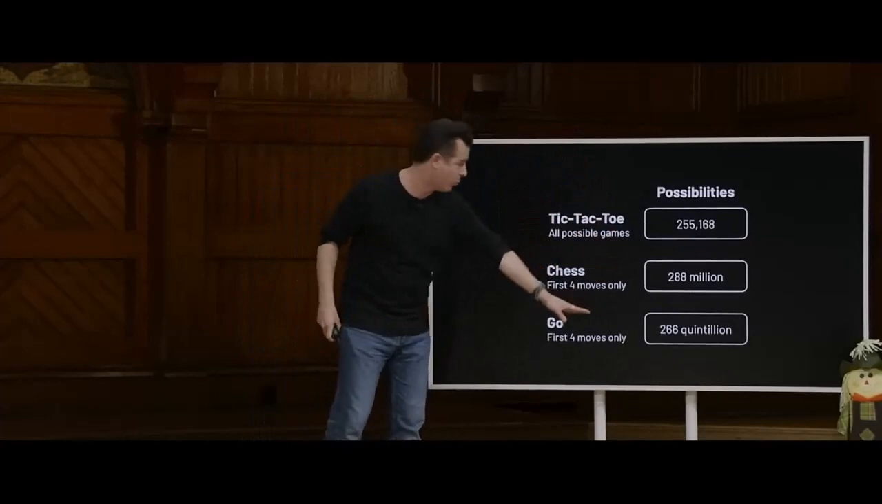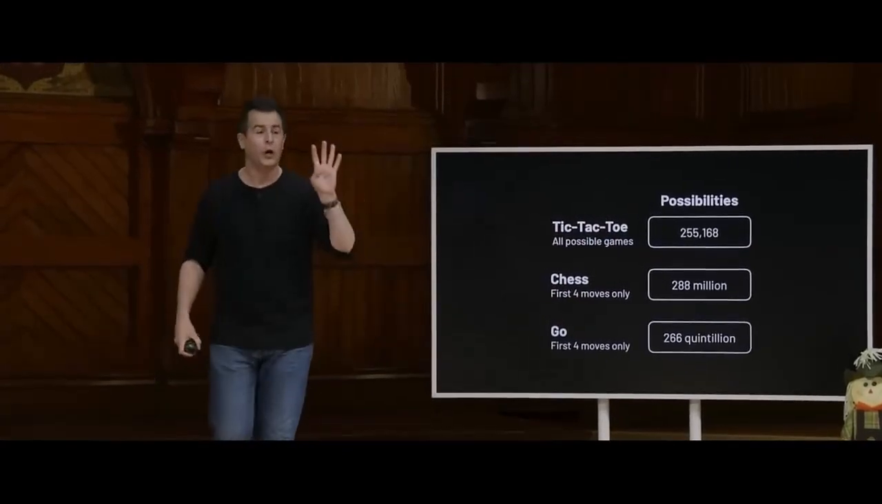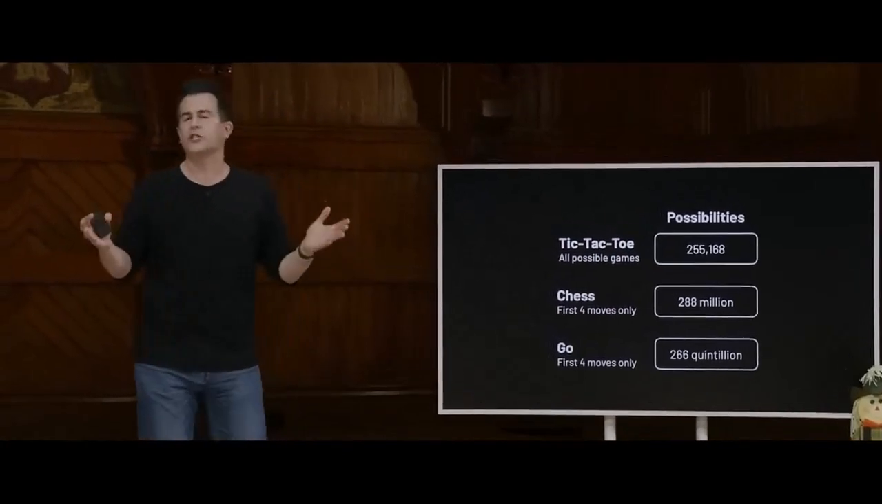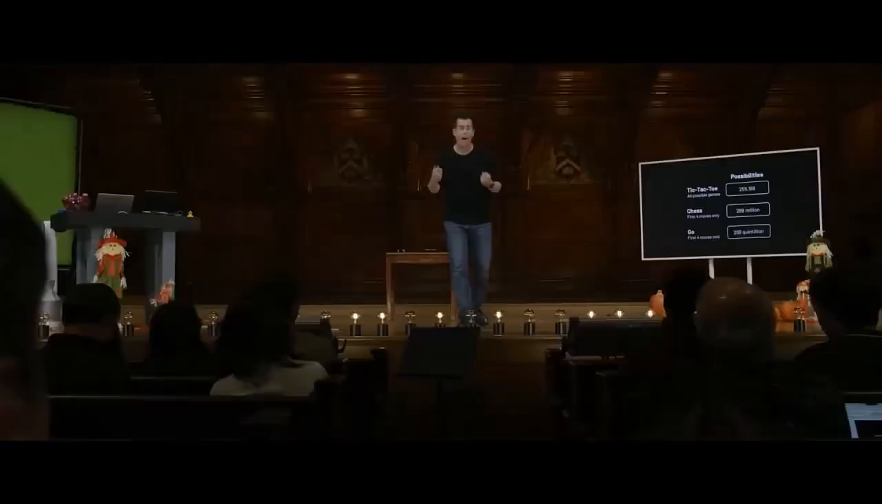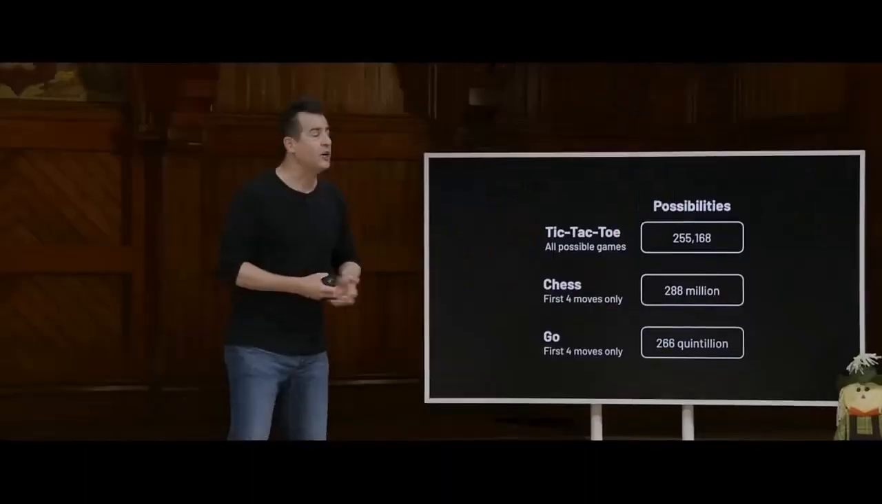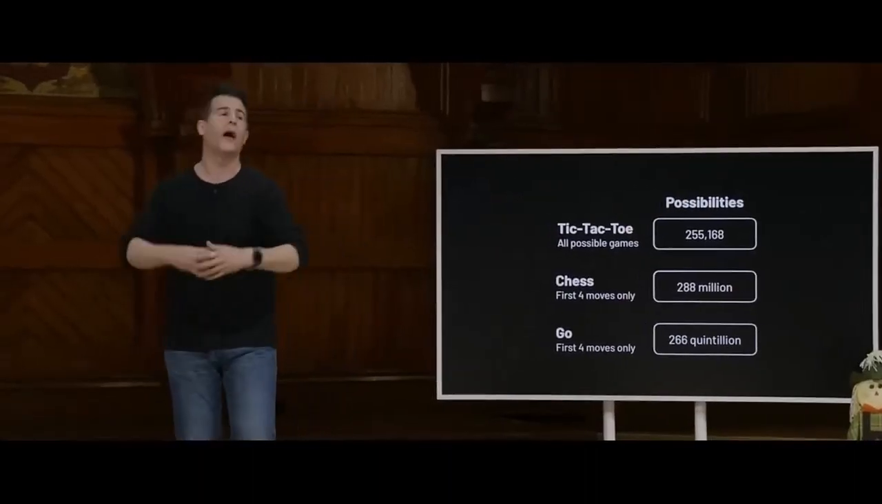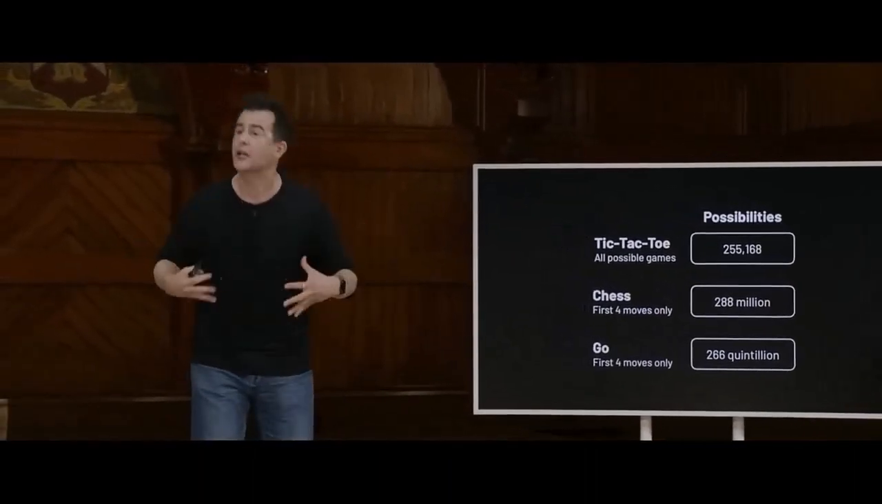266 quintillion ways to play Go's first 4 moves. So at this point, we just can't pull out our Mac, our PC, certainly not our phone, to solve games like chess and Go optimally, because we don't have big enough CPUs. We don't have enough memory. We don't have enough years in our lifetimes for the computers to crunch all of those numbers.